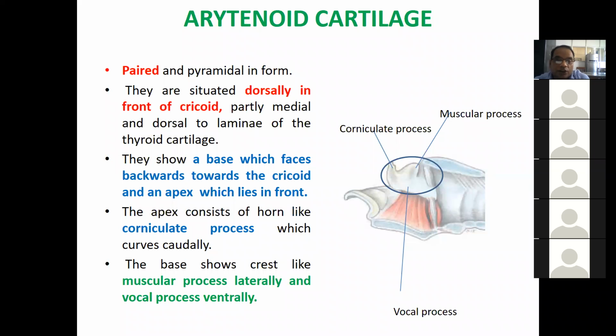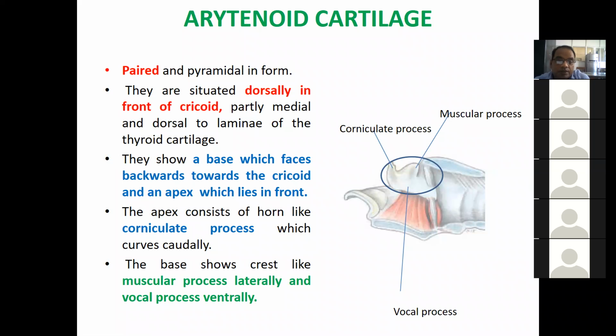This arytenoid cartilage shows a base that is pushed backwards towards the cricoid cartilage. Here, and here is the apex. This apex has a horn-like appearance that is called the corniculate process.